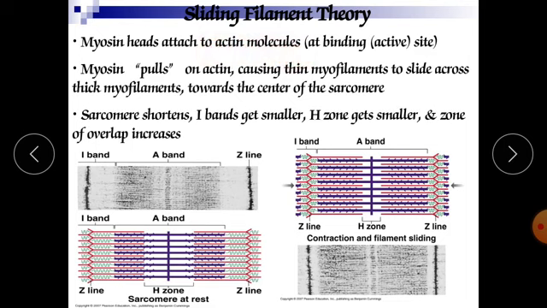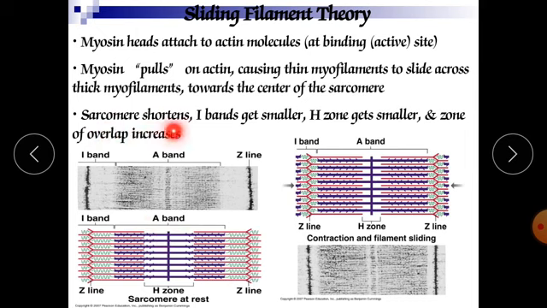The myosin pulls on actin, causing the thin filament to slide across the thick filaments. This means the thin filament will slide across the thick filaments toward the center of the sarcomere. This is the sarcomere, the central sarcomere. So this thin filament is going to extend over this thick filament.